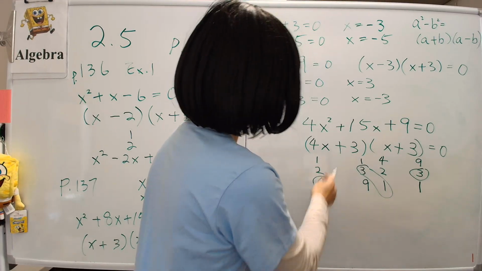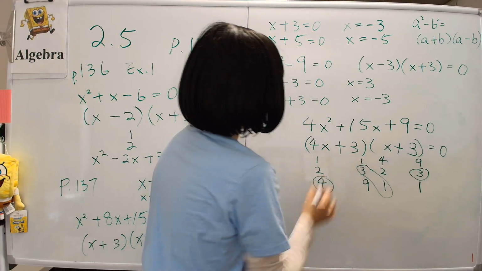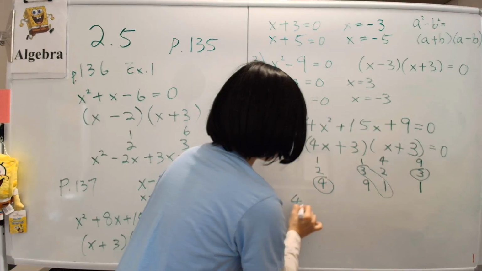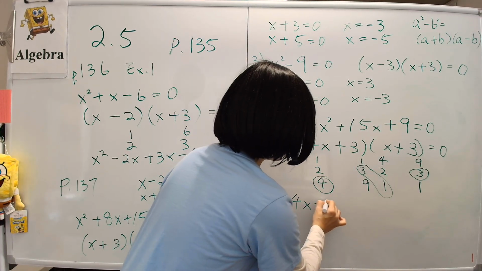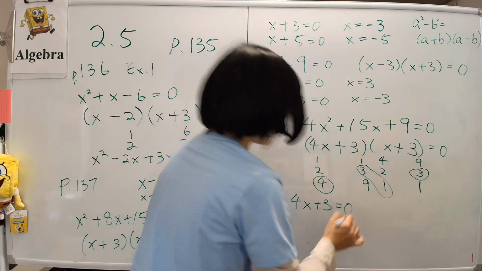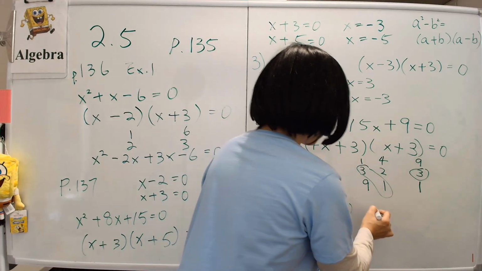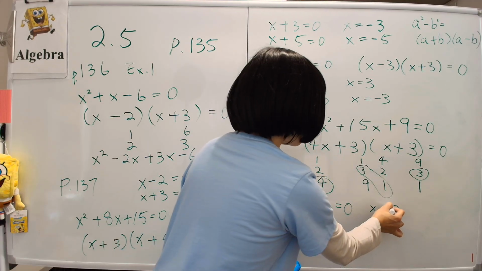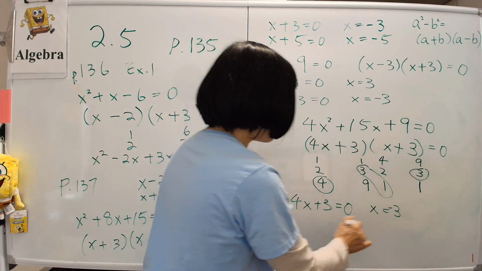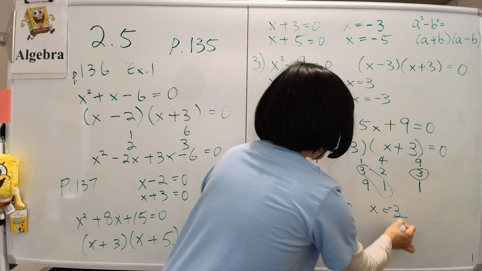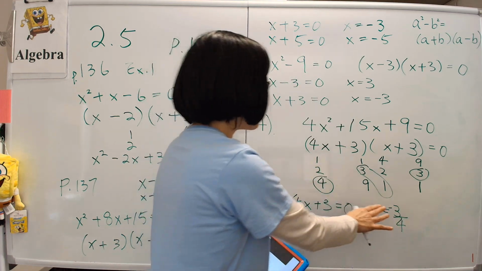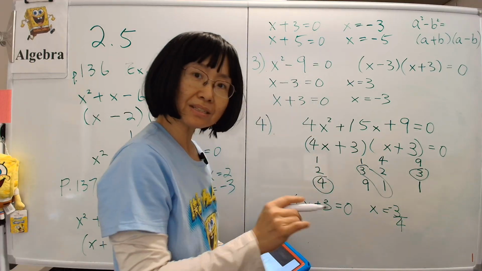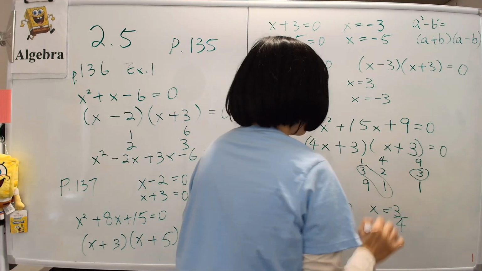So let's then come up with the answer. The answer is 4x plus 3 equals 0, by the zero product property, which gives us x equals, push the 3 to the other side, that better be negative, and then divide by 4, so that becomes negative 3 over 4. The 4, remember, we push it down across the equal sign to below the division line.